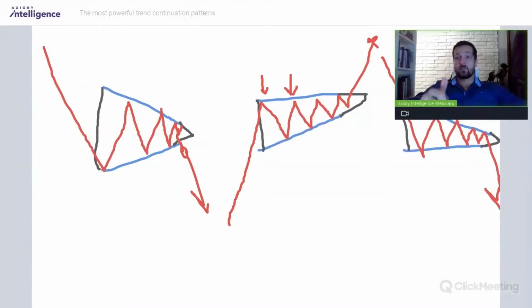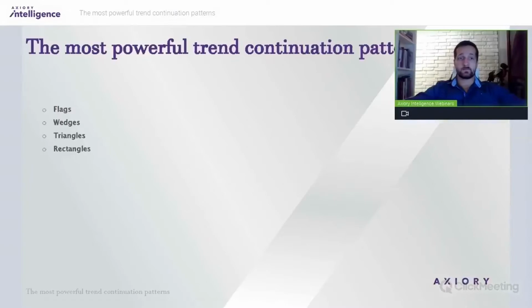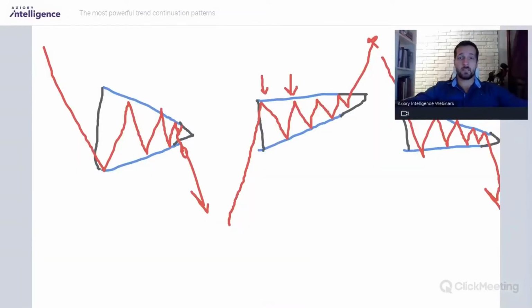Triangles, wedges, flags, and rectangles. Actually, I showed you the rectangle at the very beginning. But before I go to rectangles, let me just mention that there are also pennants. Because symmetric triangles are in the long term, they are big patterns. Pennants, on the other hand, are small symmetric triangles, but in the small time frames. And then we have rectangles.